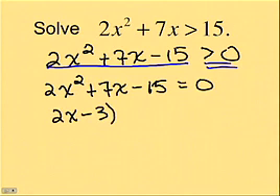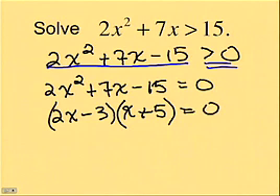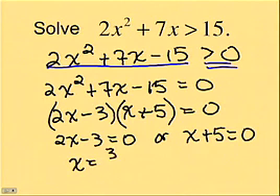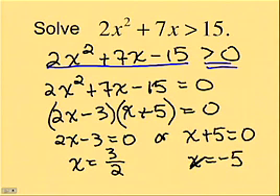We get (2x minus 3) times (x plus 5), and that equals 0. And that means that 2x minus 3 equals 0, or x plus 5 equals 0. And on the left-hand side, that means x equals positive 3/2, or on the right-hand side, x equals negative 5. So those are our two x-intercepts.